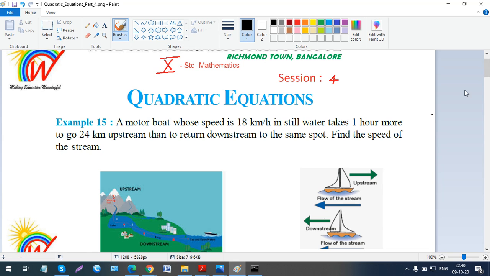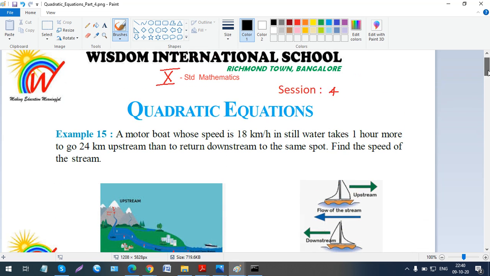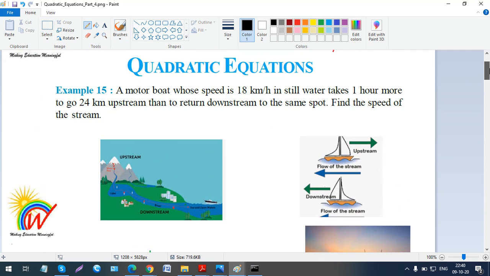This is one example which is not there in your exercise, but they may ask it. And this is there in the textbook as an example only. So I'll just teach you how to do this problem. This problem is normally referred to as the upstream downstream problem. So first let's understand what upstream and downstream are.